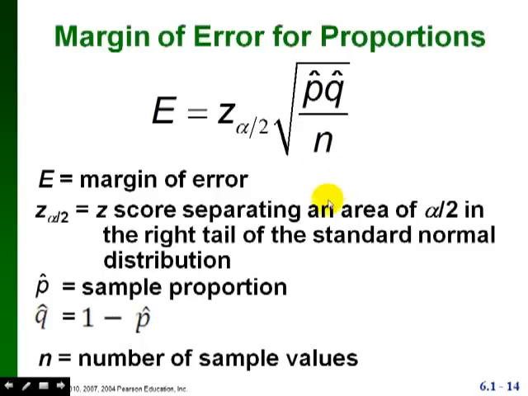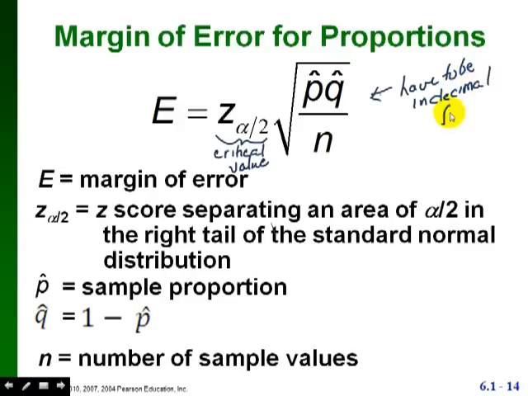So here's our formula if we're finding confidence intervals for proportions. And here's the critical value that we already found. So that's part of this formula. The p with the little hat is our sample proportion. q with the hat is just 1 minus p hat. And remember, these have to be in decimal form. So these two have to be in decimal form for this to work. And n is just our sample size.